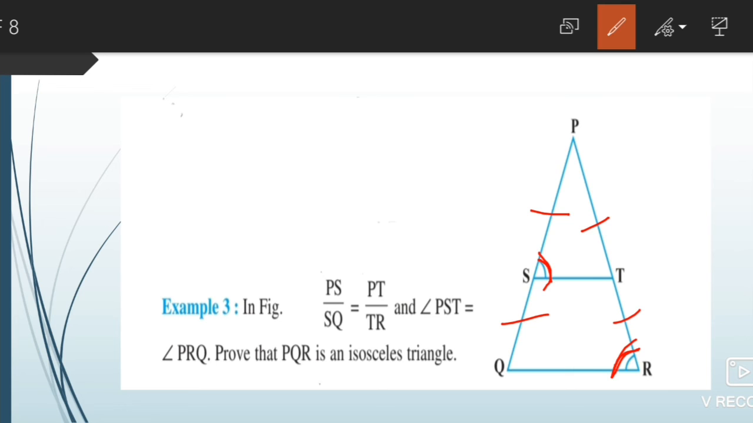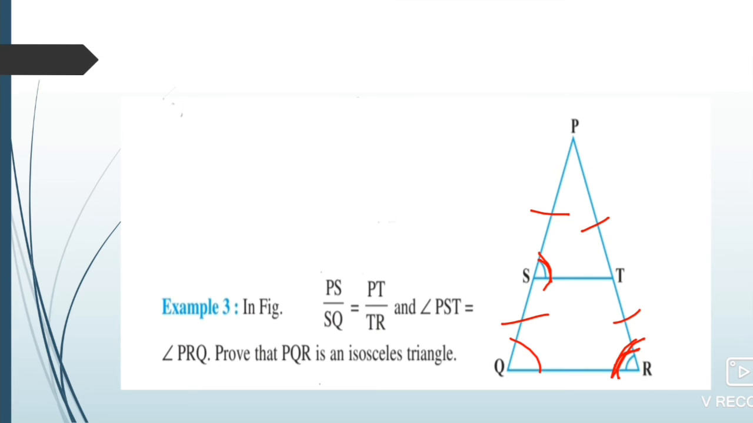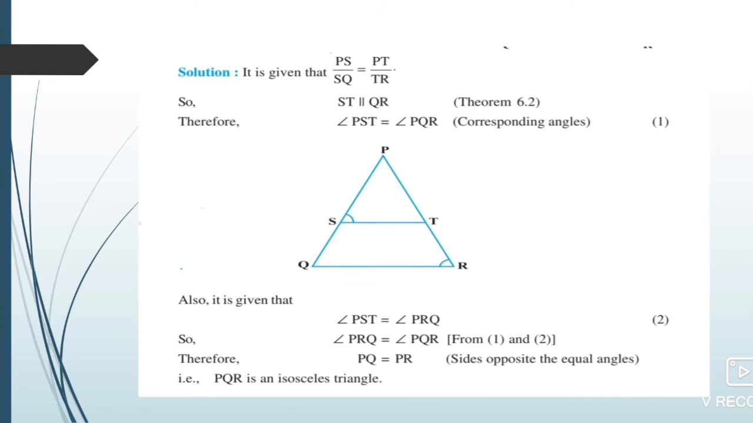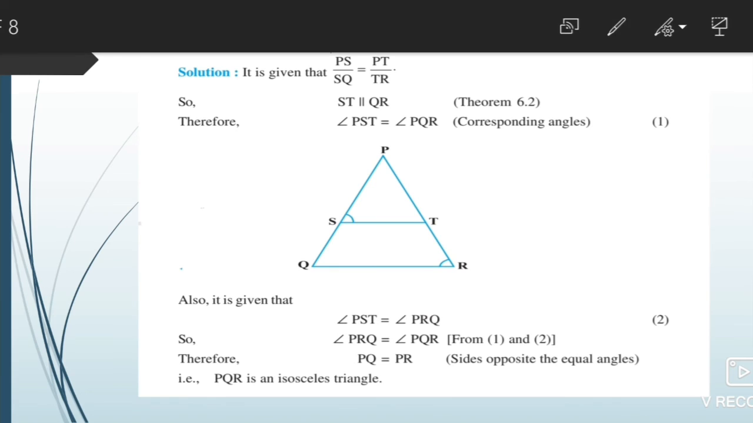So what do you have to prove? You can say that PQR is an isosceles triangle if you can show that this angle R is equal to this angle Q. Okay, so let's check the solution. The solution is: it is given that PS by SQ is equal to PT by TR.